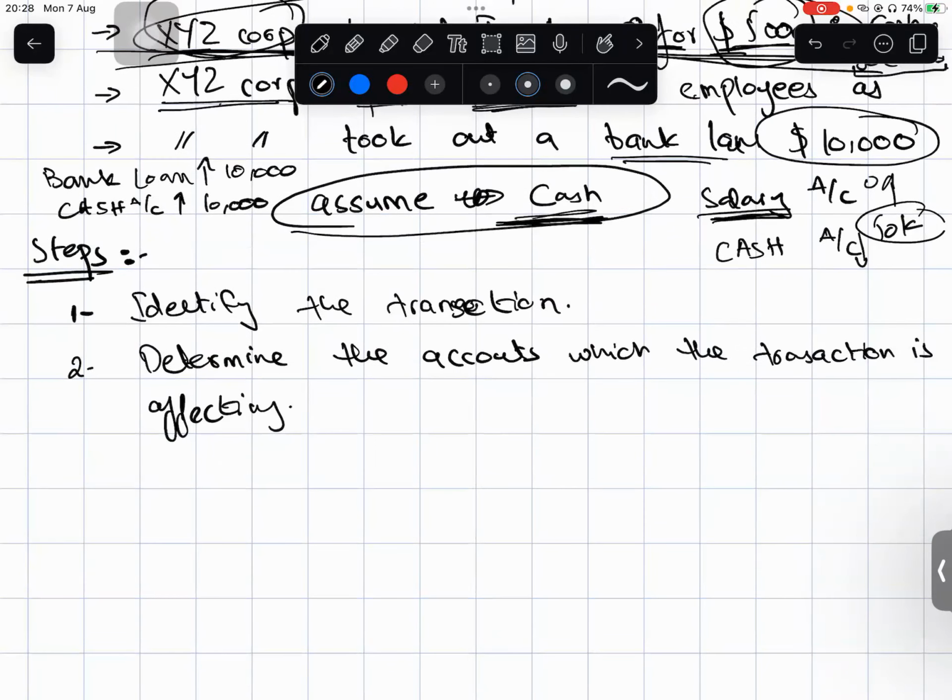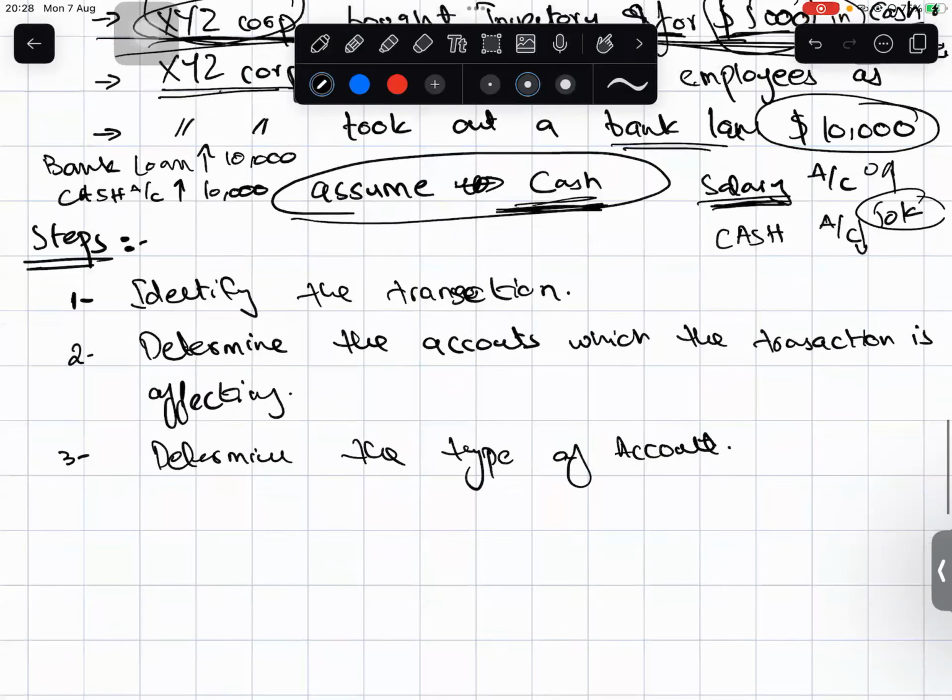So this is the second step. Firstly, you need to identify the transaction. In the second step, you need to understand which accounts are being affected. The third step is you have to determine the type of account. I'll explain this later on. The fourth step is that you record it in the general journal and all that.